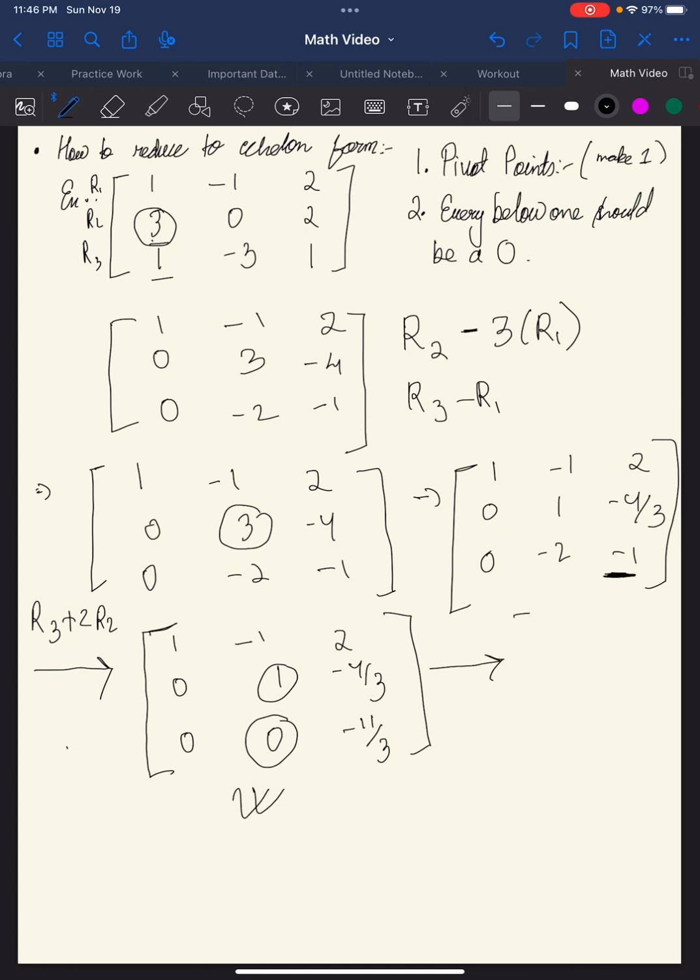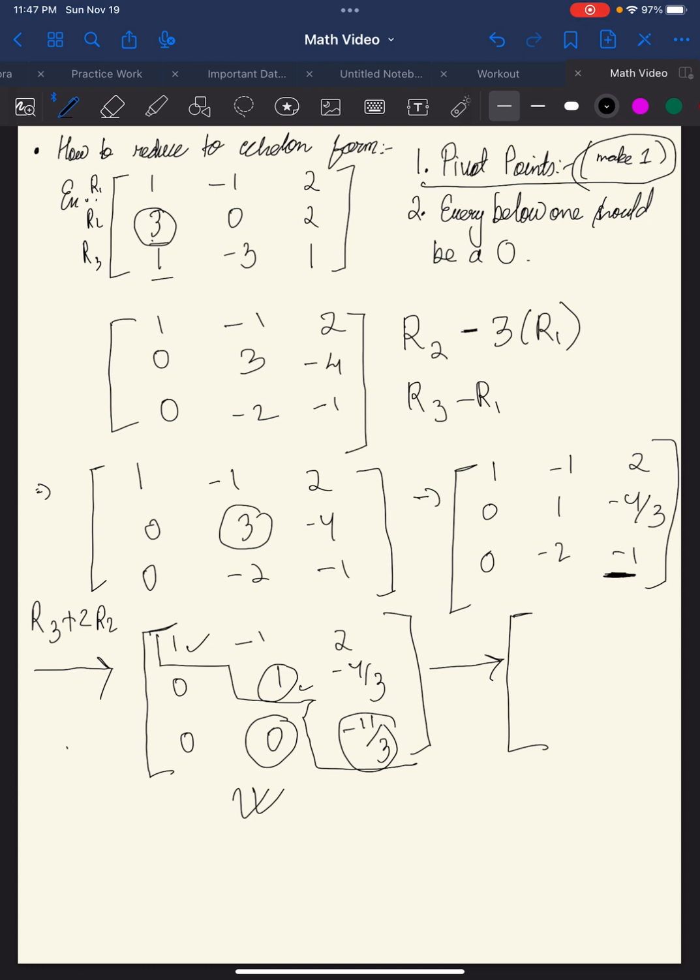Now we go to the last step. What is the last step? The last step is to figure out the pivot point. Let's do the staircase thing again. 1, 1. This is going to be our last pivot point. We're going to go to the last row and make the pivot point a 1.